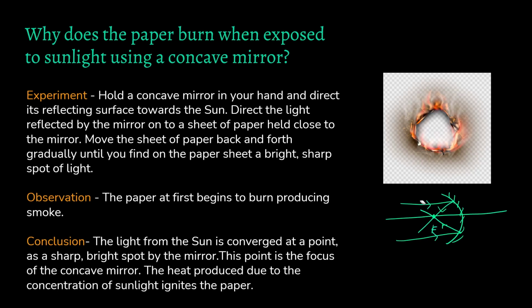At the focus. So when you hold the concave mirror exactly at the focal length from the paper, all the rays from the sun converge and focus at one point. That point becomes so hot that the paper actually starts to burn. This is a very interesting exercise that all of you should try at home. The conclusion is the light from the sun is converged at one point and a sharp bright spot is seen. This is the focus of the concave mirror, and the heat produced due to the concentration of sunlight ignites the paper.